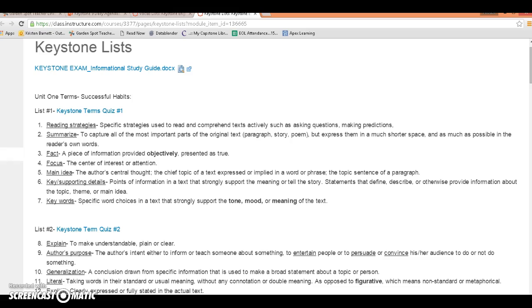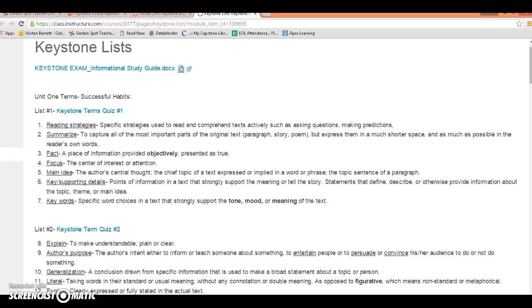Versus the focus is the center of interest or attention of the whole piece. So the focus could be about a fictional idea. You could read an article about unicorns and the focus is unicorns and therefore it is not factual. And focus is similar to the main idea, which is the author's central thought that he or she is trying to convey. The chief topic of a text expressed or implied in a word or phrase. The topic sentence of a paragraph. So the focus is just what the piece is centering on, but the main idea is the main message that the author is trying to convey.